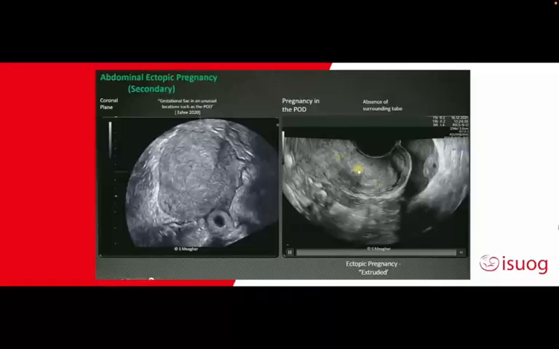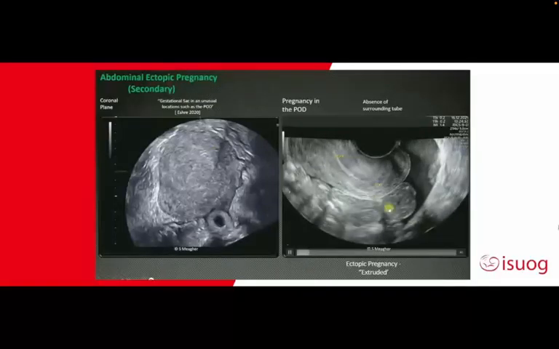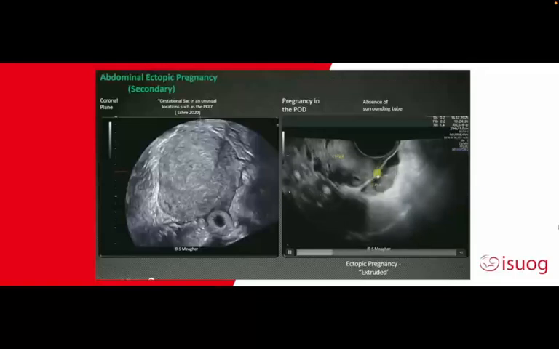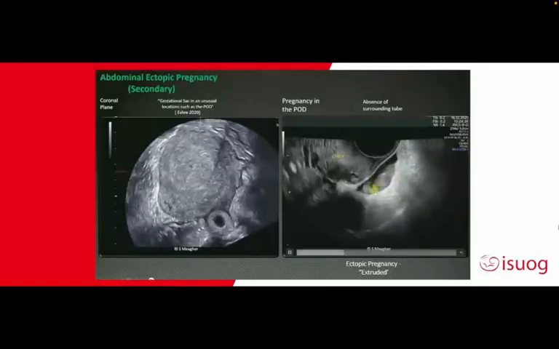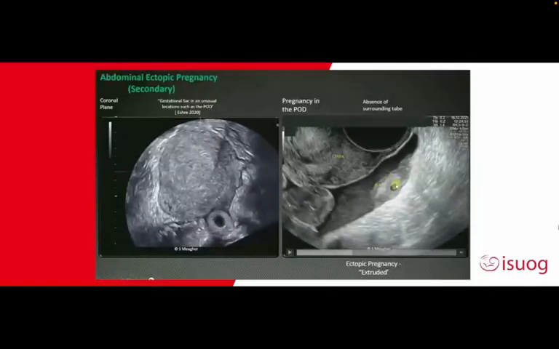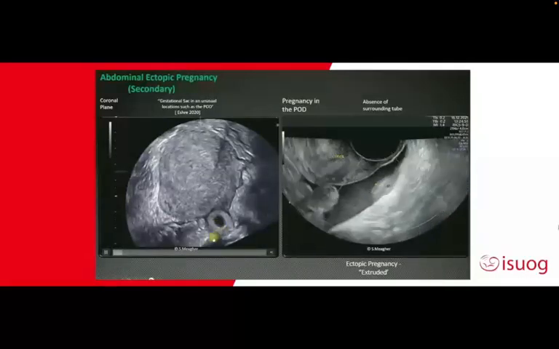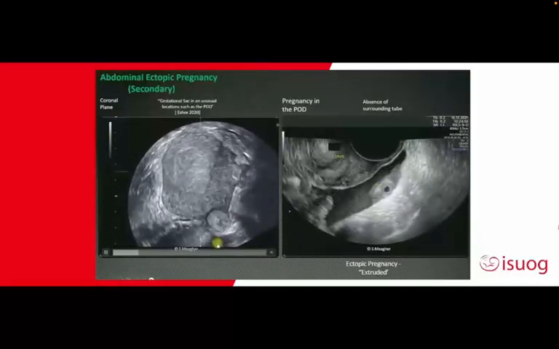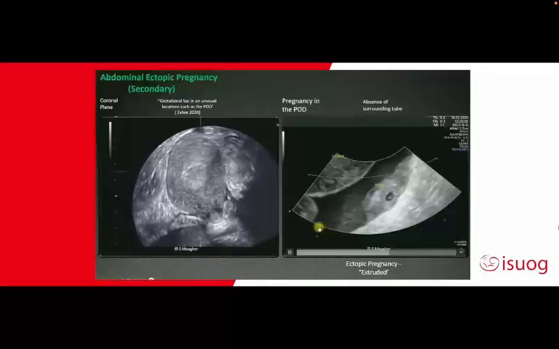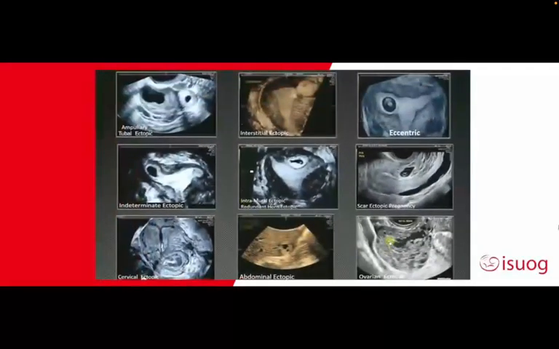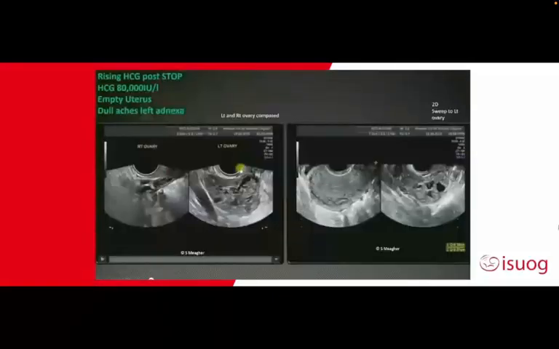Then there's the abdominal ectopic pregnancy which are secondary, and these are ectopic pregnancies that are extruded through the fallopian tube. So here we have an extruded ectopic pregnancy here with the gestation sac, yolk sac, and embryo, and another one here sitting in the pouch of Douglas. These were not primarily fertilization taking place in the abdominal cavity, but rather in the tube and being secondarily extruded. And lastly, and not least, is the ovarian ectopic pregnancy.